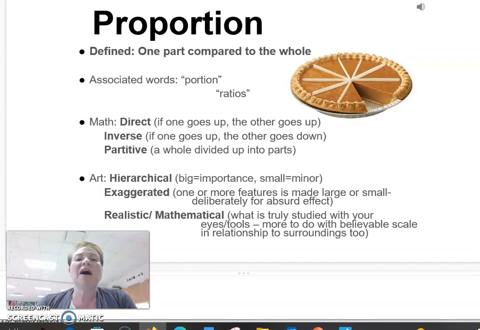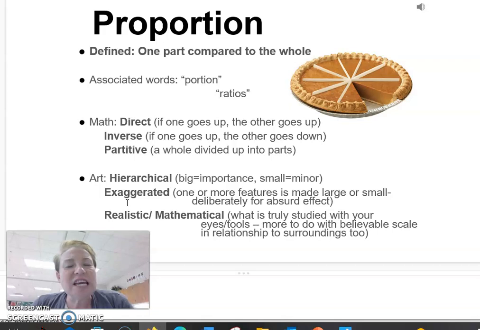You may be thinking about portion size, like foods, and we'll talk about that. Or maybe it has to do with ratios in math class. In art, there are different types of proportions. There's more realistic, what we think of as looking right to our eye, and sometimes that's called mathematical proportions. There's exaggerated proportion, like anime characters and Disney characters, they have huge eyes. Those are exaggerated features. And then hierarchical proportions.